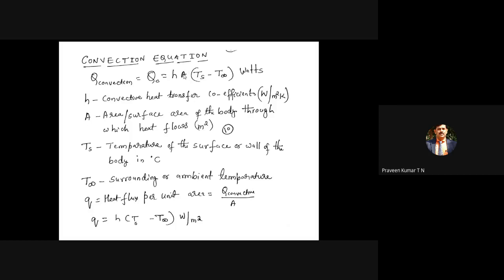It is not the cross-section area or normal area. In the case of conduction, you are considering the area normal to the heat flow. But when you go for fins or solve problems, don't confuse the area. Instead of taking the convection area, if you take the conduction area, then you lose the marks. So A refers to the area exposed to the convective medium.